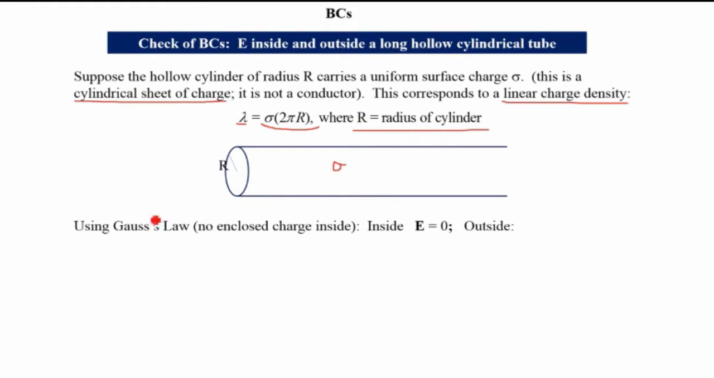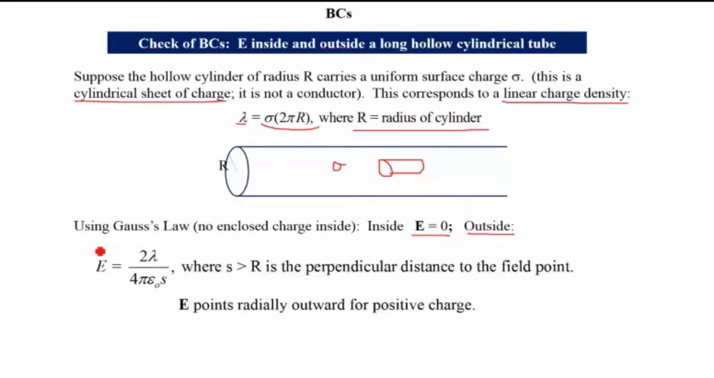We're going to use Gauss's law. There's no enclosed charge inside, so inside we have E equals 0. The Gaussian surface to prove that would be a cylinder inside like this, where this radius here is less than capital R. So as long as this radius is less than R, we're going to get 0. What about outside? We've done this before, so you take this cylinder outside and you analyze it, and the E field you get is 2 lambda over 4 pi epsilon naught s.